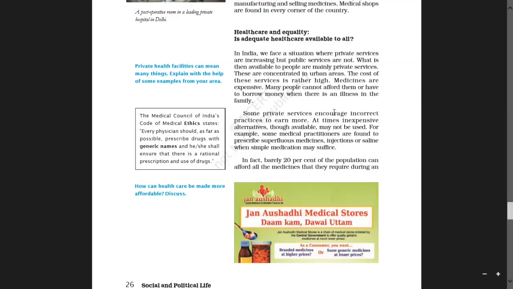Some private services encourage incorrect practices to earn more. Some private services, boys, used to encourage incorrect practices in order to earn more. At times, inexpensive alternatives, though available, may not be used. For example, some medical practitioners are found to prescribe superfluous medicines, injections, or saline when simple medication may suffice.